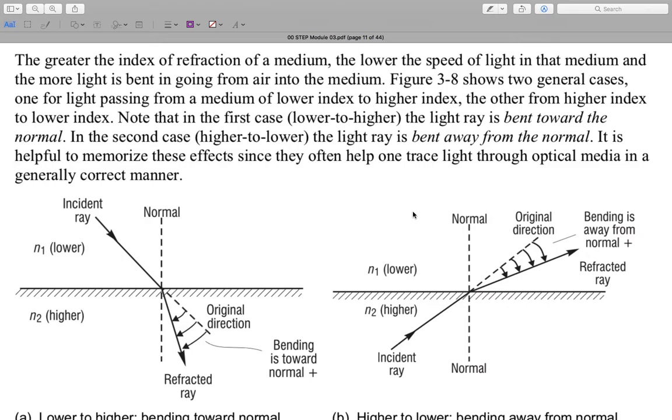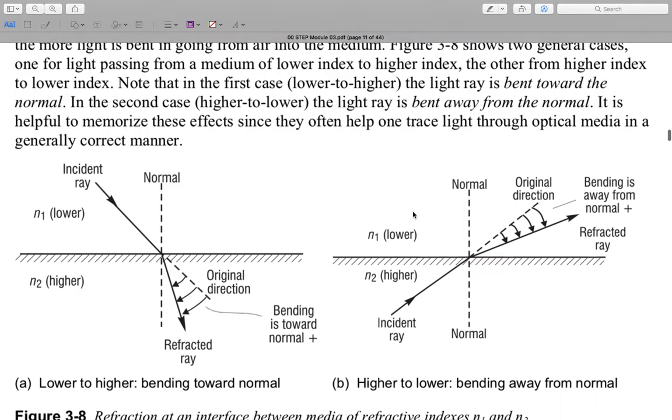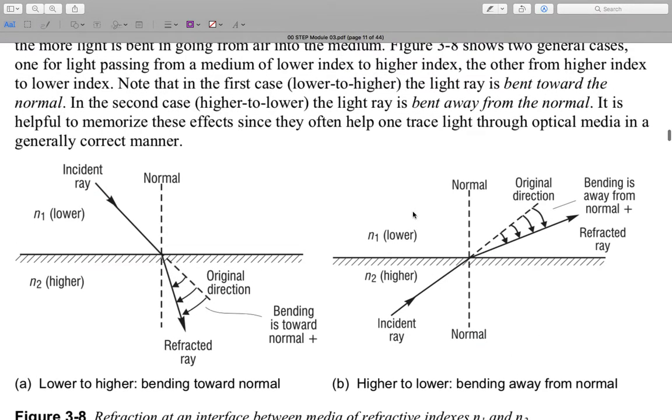Yes, it is helpful to memorize this effect since it often helps one trace light through optical media in a generally correct manner. Okay, you can see again, case 1 is lower to higher, bending toward the normal, and case 2 is higher to lower, bending away from the normal.